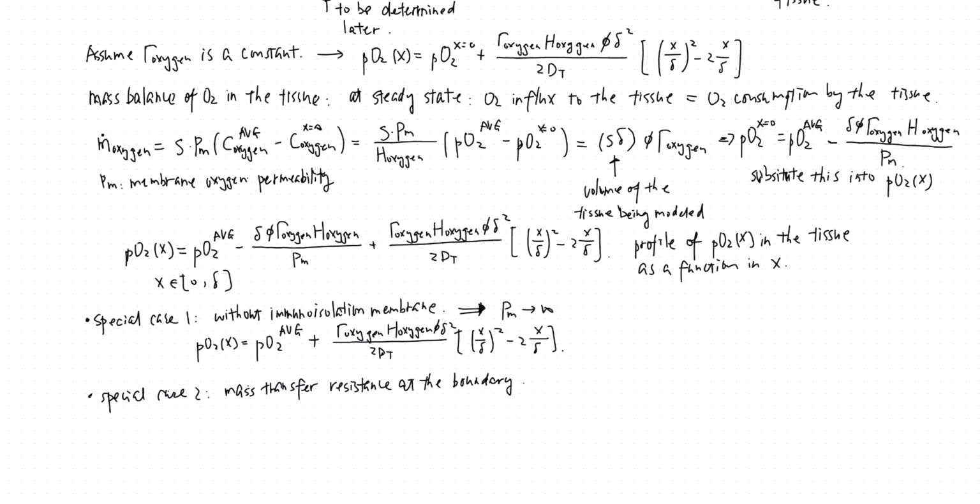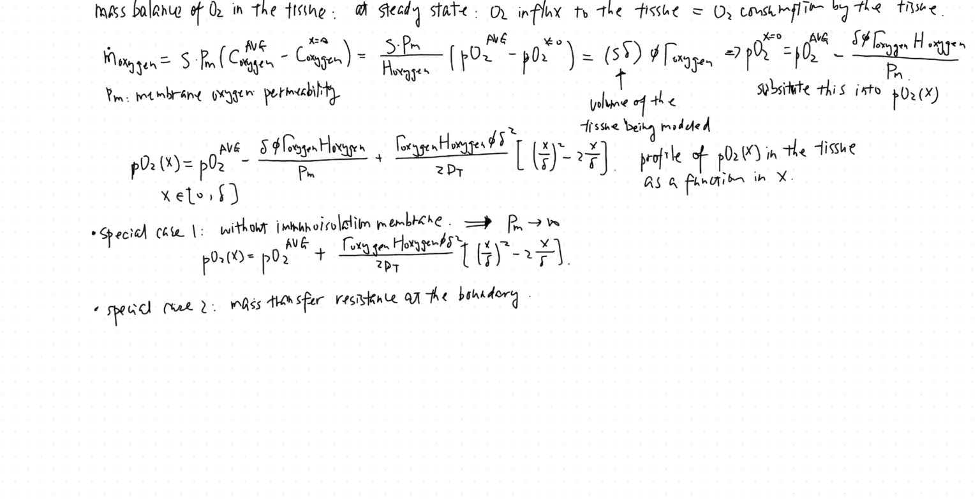So let me draw. Let's see. So here is our tissue. And this is the membrane. And the thickness is delta. This is x. Tissue. Membrane. And you have the environment, the external environment.